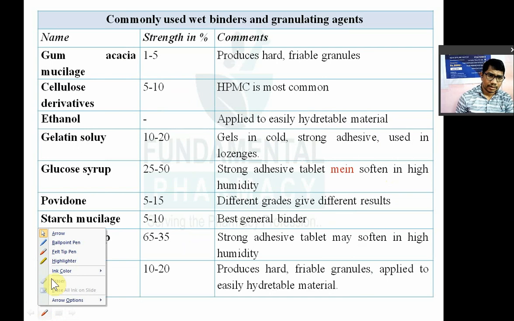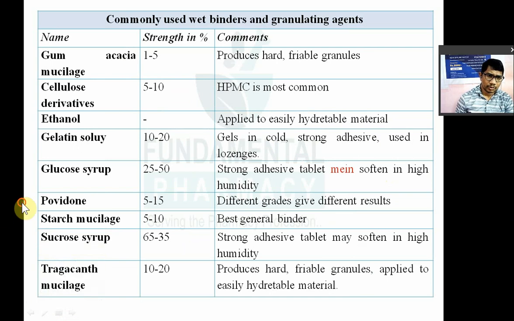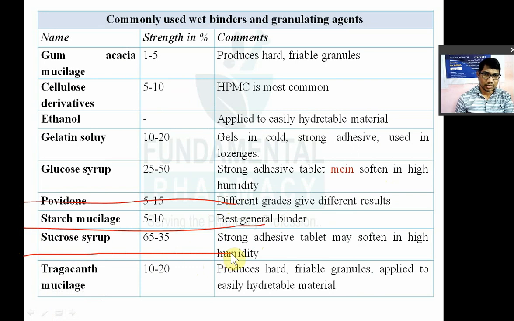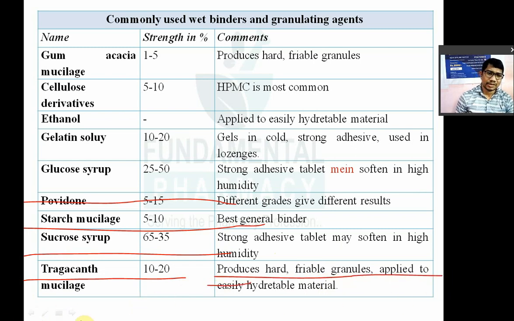Next is the povidone. Povidone 5 to 15%. Different grades will give different types of granules. Starch mucilage 5 to 10% again, a paste binding agent. Sucrose syrup 65 to 95%, strong adhesive, tablet में soften हो सकता है. Tragacanth mucilage 10 to 20% produces very hard friable granules, applied to easily hydrated material. तो ये binding agents हैं आपके tablet में.